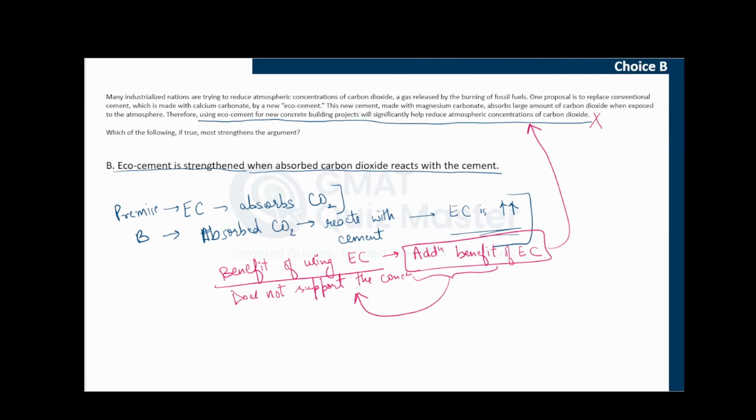So this is a learning for you. An additional benefit may not always strengthen the conclusion, which is about something else. So if the conclusion is that doing A will result in B, and you get to know in an answer choice that doing A will also result in C, which is a good thing, then this may not necessarily strengthen this conclusion unless this conveys that C will lead to B, right? So additional benefit may not always support the conclusion. This is one of the most commonly tested traps in strengthen questions.